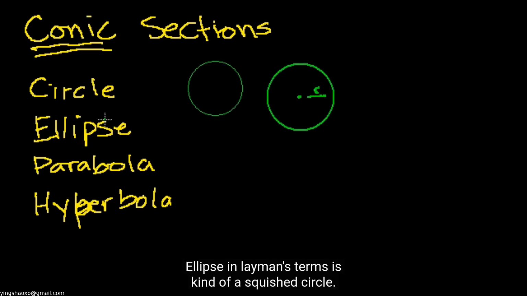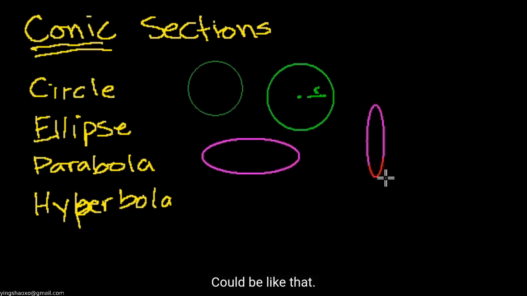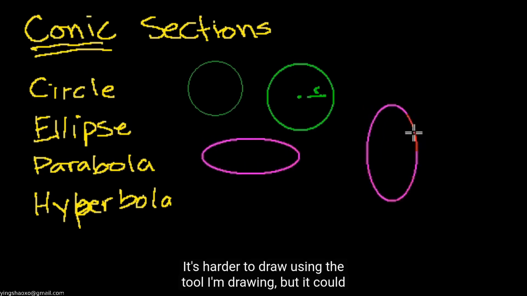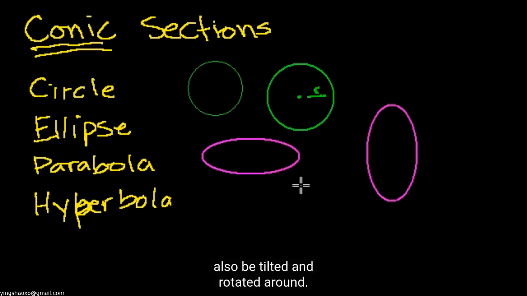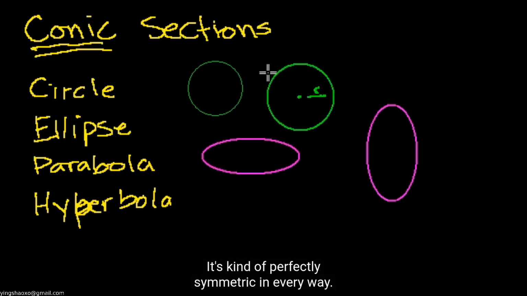Ellipse, in layman's terms, is kind of a squished circle. It could look something like this. Let me do an ellipse in another color. So an ellipse could be like that, could be like that. And it's harder to draw using the tool I'm drawing with, but they could also be tilted and rotated around. But this is a general sense. And actually, circles are a special case of an ellipse. It's an ellipse where it's not stretched in one dimension more than the other. It's kind of perfectly symmetric in every way.